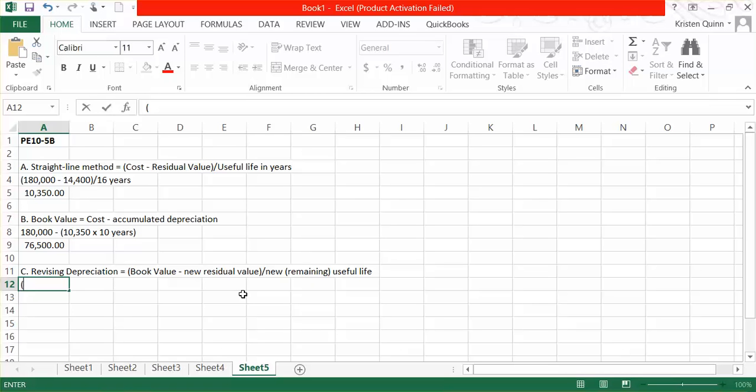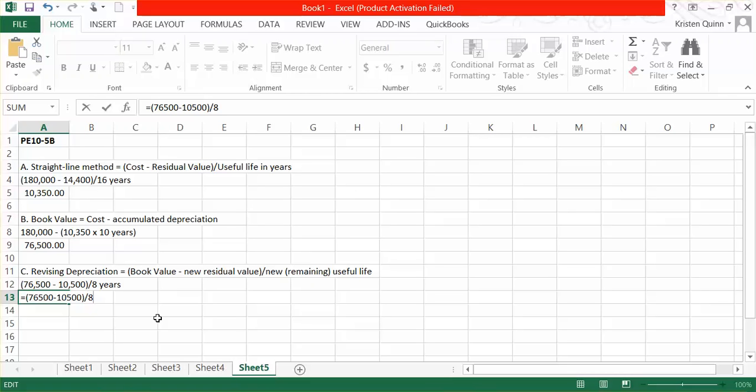So we would take our book value of $76,500. We will subtract away our new residual value of $10,500, and we're going to divide it over its remaining useful life that we estimate to be 8 years.